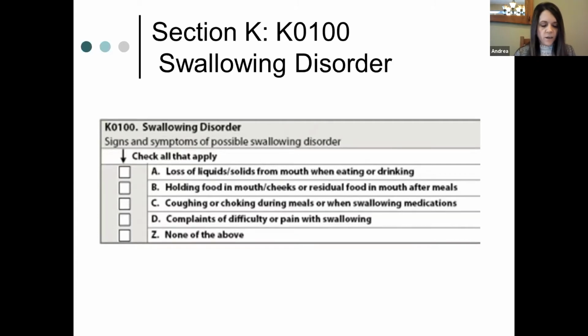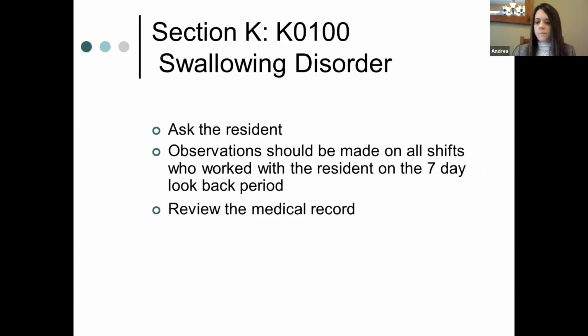The first set of questions are regarding swallowing disorder. For this section, you're going to need to do a little bit of interviewing. You're going to want to ask the resident if they've had any of these conditions, whether it's been a loss of liquids from their mouth, if they've been holding on to food in their mouth, or if they've had any coughing or choking or pain with swallowing. You'll also want to make observations, if you can, in the dining room. And you'll also want to review the medical record and ask staff if they've observed anything.